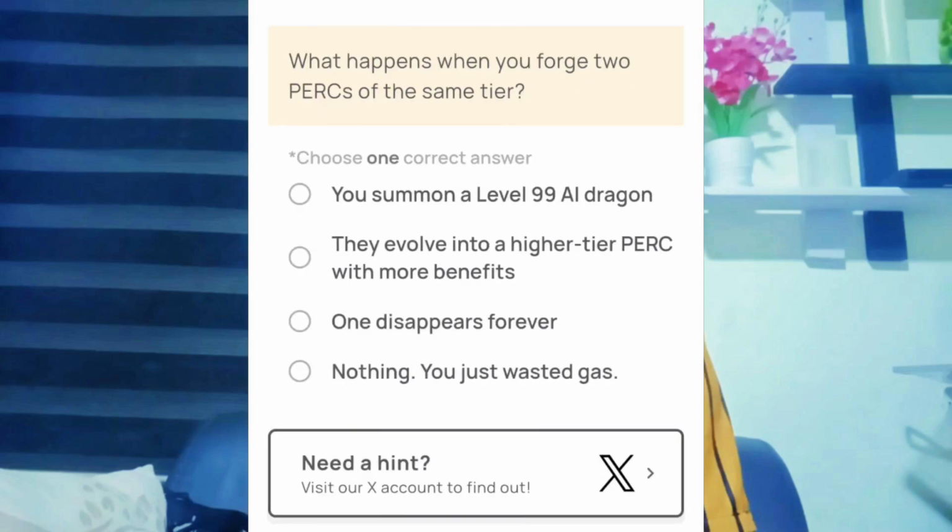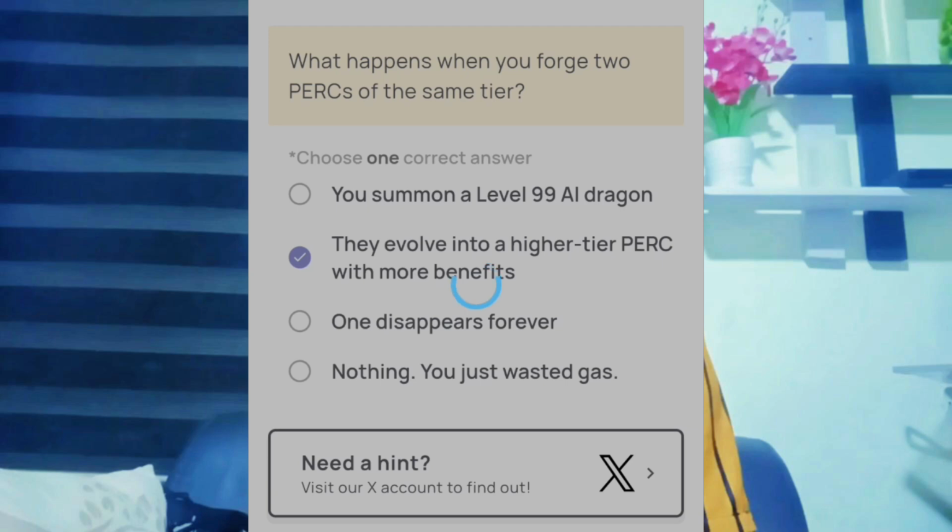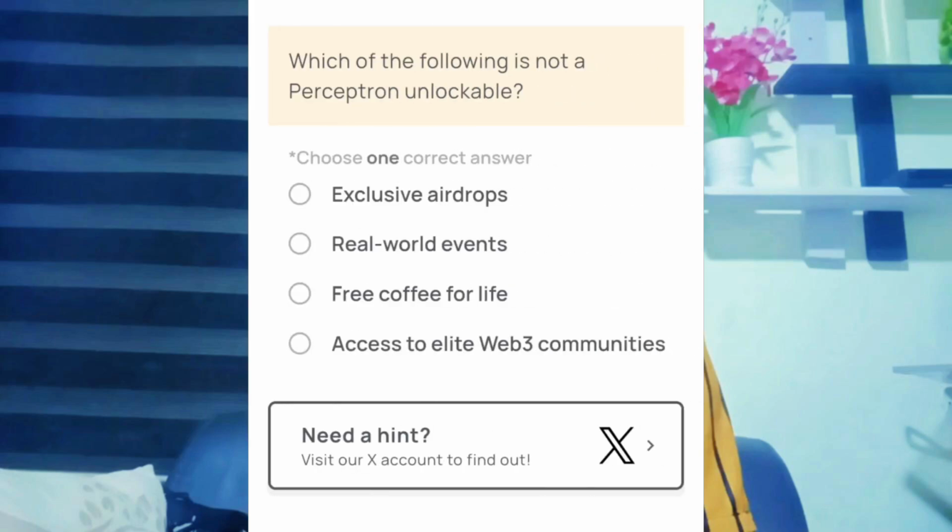Now our third question: What happens when you forge 2 PEGs of the same tier? Answer is B, they evolve into a higher tier PEGs with more benefits. Submit it. So simple. Last question: Which of the following is not a perception unlockable? Answer is C, free coffee for life.